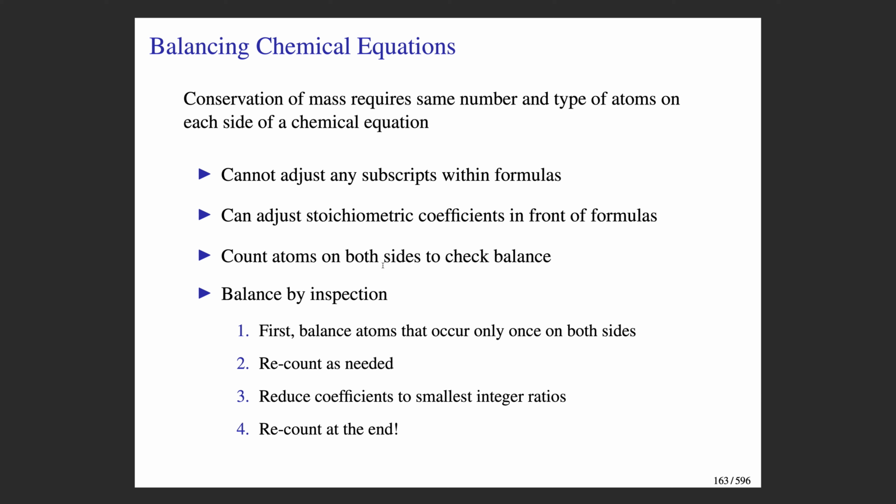At the end, you're going to have a set of stoichiometric coefficients. If you can, you need to reduce those down to the smallest integer ratios. And that's usually the accepted stoichiometric equation for whatever reaction that you're considering. And always, always recount at the end, especially on an assessment, to make sure that you've got the balanced equation.